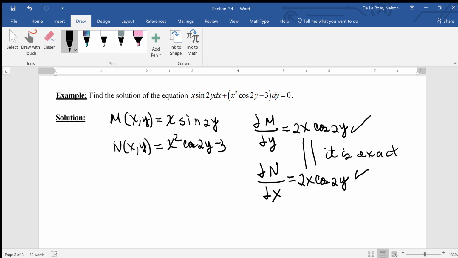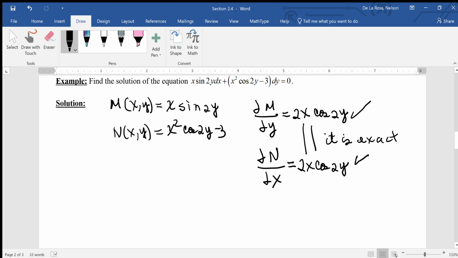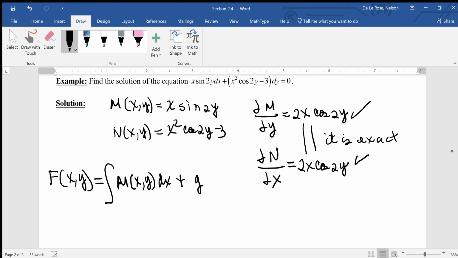So what do we have to do now? Our solution is a function of x and y, and it is going to be the integral of M of x comma y dx plus some function depending on y. Okay, so our integral would be the integral of x sine of 2y dx plus g of y.